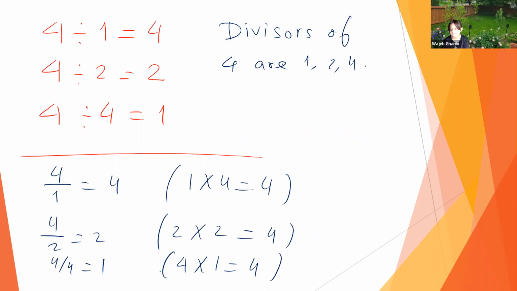4 is divisible by 1, by 2, and by 4. 4 divided by 4 equals 1, 4 divided by 2 equals 2, 4 divided by 1 equals 4. The divisors of 4 are 1, 2, and 4. The factors of 4 equal 1, 2, and 4.